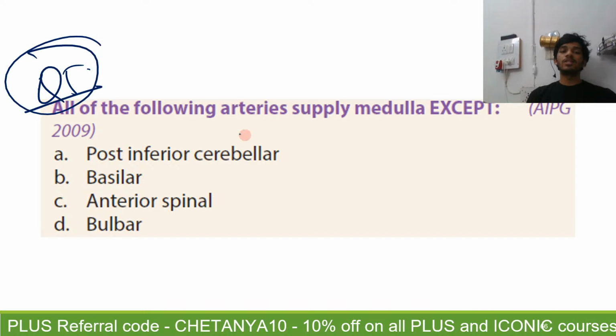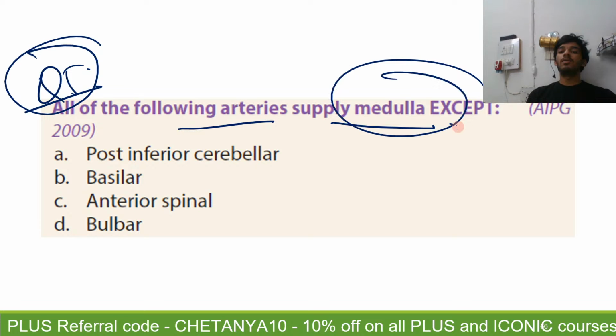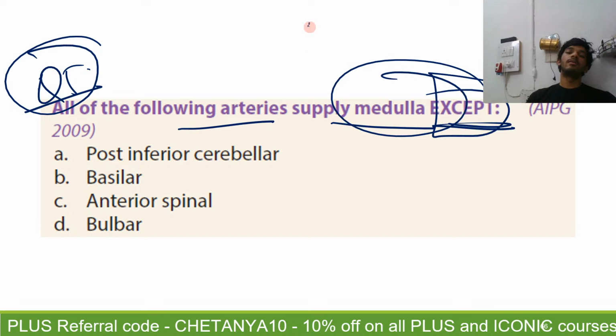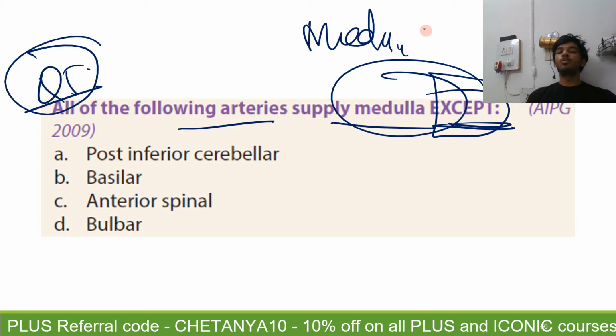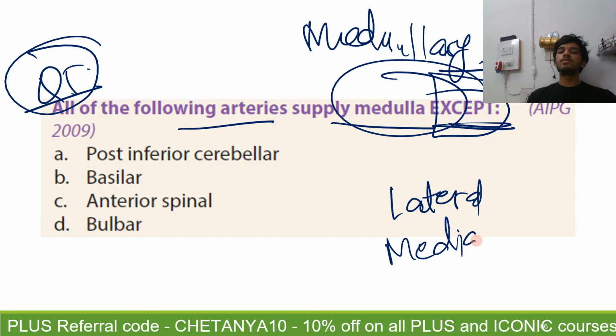Question number 5 is another question. All of the following arteries supply the medulla except. Again, medullary supply is important, and there are two syndromes related to the medulla also. You should know lateral medullary syndrome and medial medullary syndrome. The lateral one is also called as... Can somebody tell me what lateral medullary syndrome is also known as, and also what medial medullary syndrome is known as?